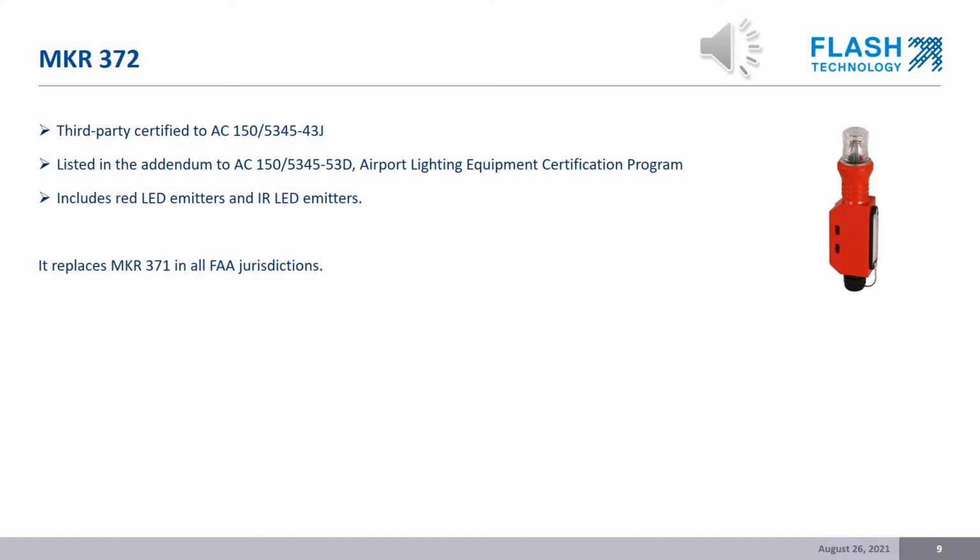Following these product updates, the 372 marker has been third-party certified to AC 150 53 45J and has been listed in the minimum of AC 150 53 45 53D. This is the Airport Lighting Equipment Certification Program, which includes red LED emitters and IR LED emitters. The new 372 marker replaces the 371 marker in all FAA jurisdictions.